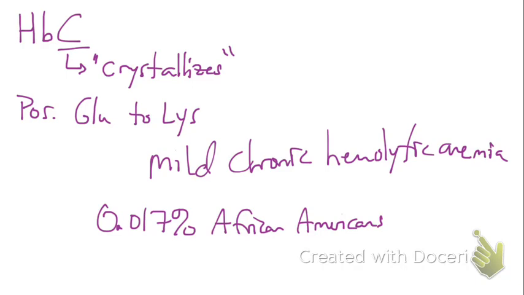Now, so we have HbS and we have HbC. We can also have, let's do this in a different color. I'll keep this up, but we'll go and do this next one in a different color. HbSC. So you have both the sickle cell trait and the crystallizing trait.